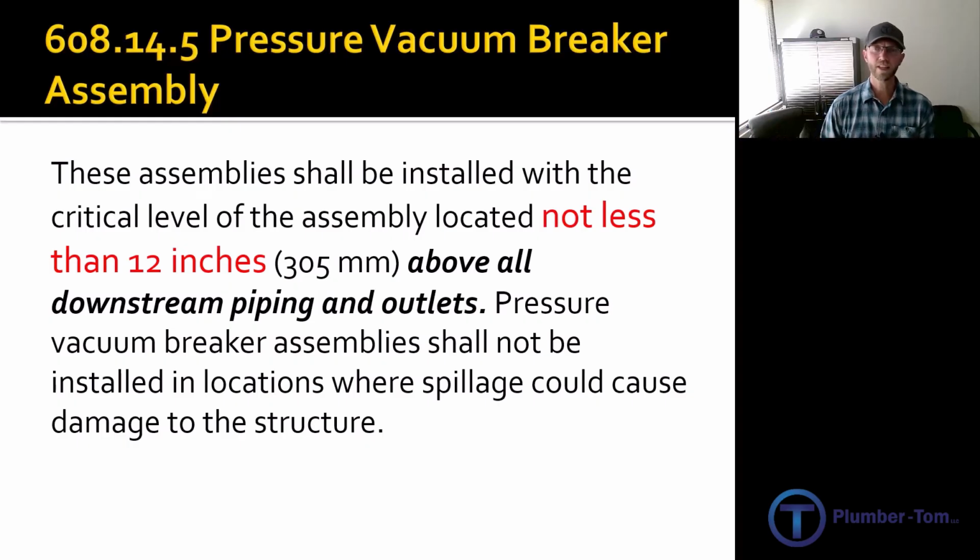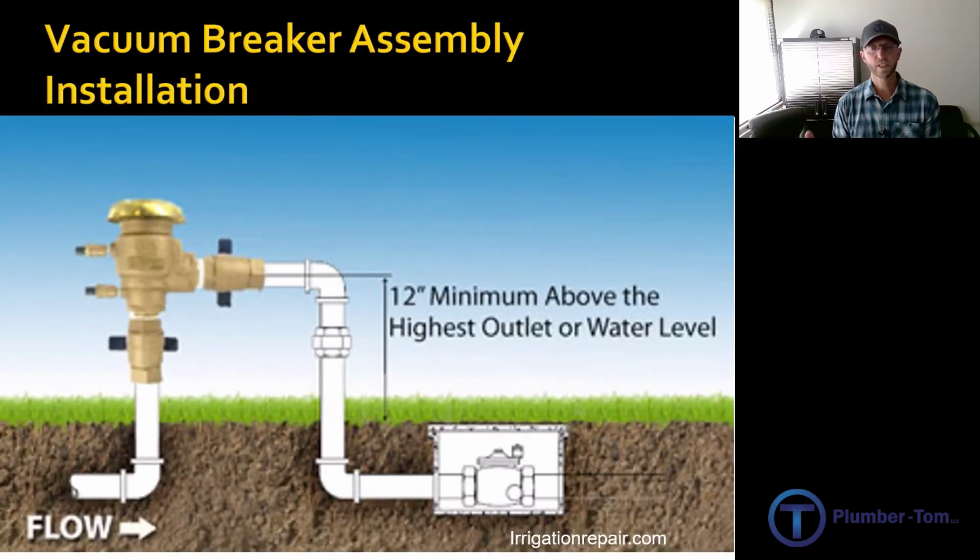Going back to the 12 inches, these are often installed in sprinkler situations. This graphic comes from irrigationrepair.com. They're pointing out specifically you have to have 12-inch minimum above the highest outlet or water level. So in a sprinkler system, if you're going to use a vacuum breaker, you look around at all the sprinkler heads and you make sure that that vacuum breaker is 12 inches above any of those sprinkler heads.